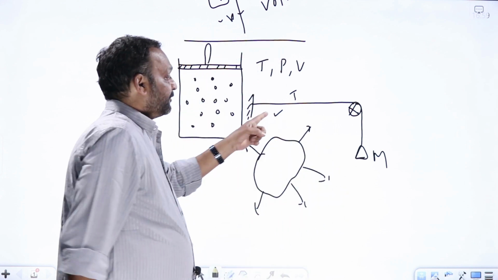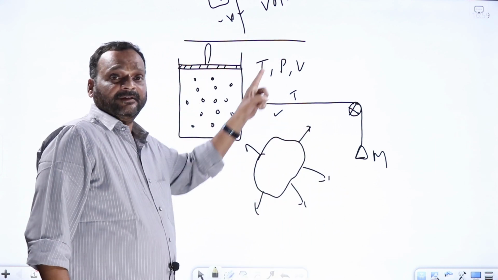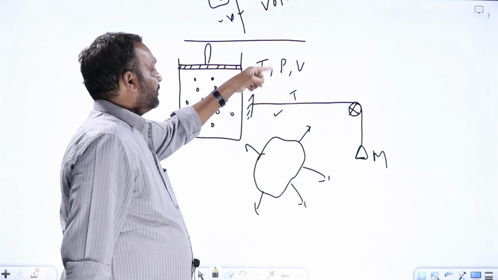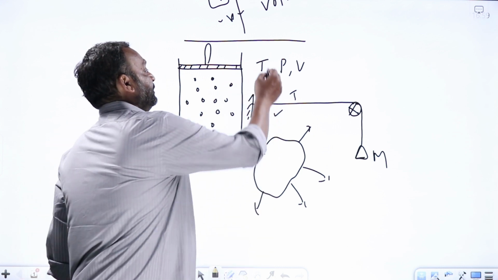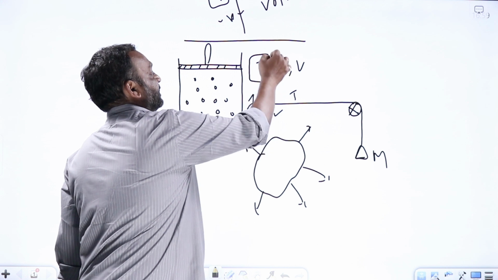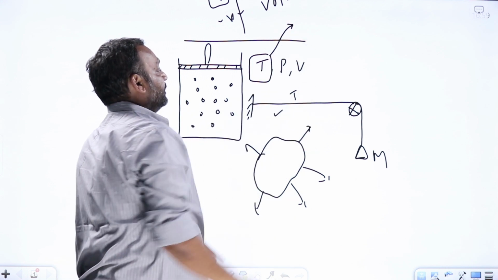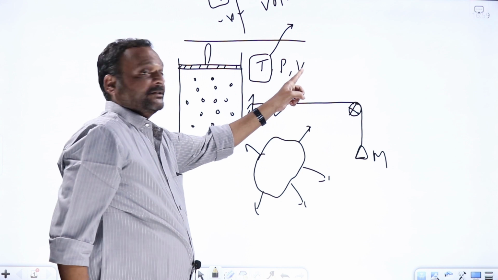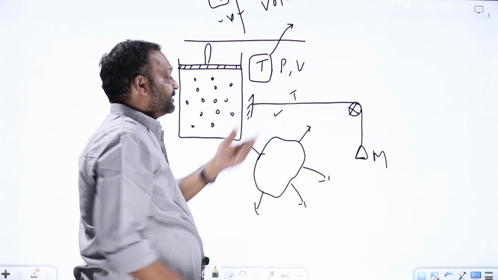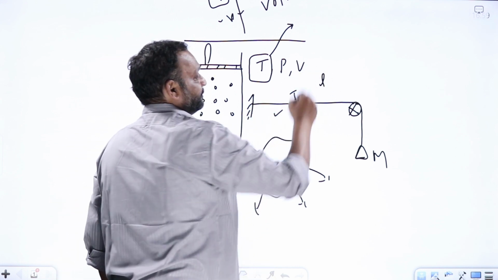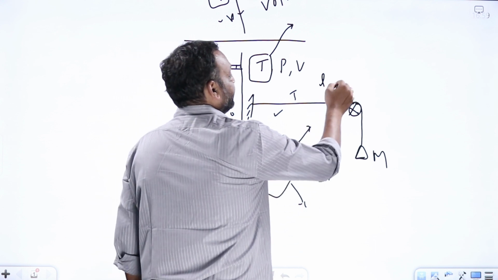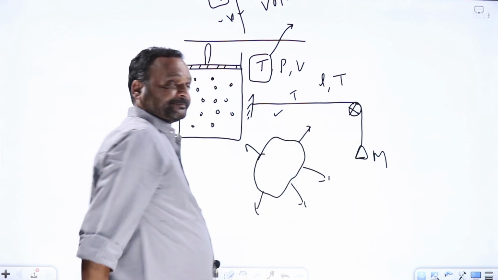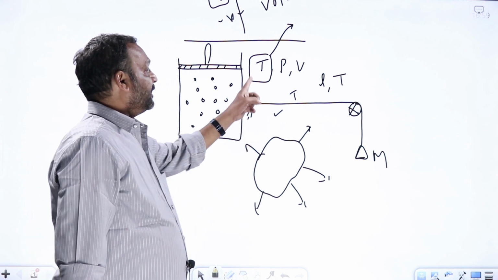But different thermodynamic systems have different variables. Since this topic is thermodynamics, temperature is considered in all the systems as one important parameter. A stretched string will not have pressure or volume. What are the properties of a stretched string? The length of the string is important. Next, the tension in the string, capital T, is also important apart from temperature.